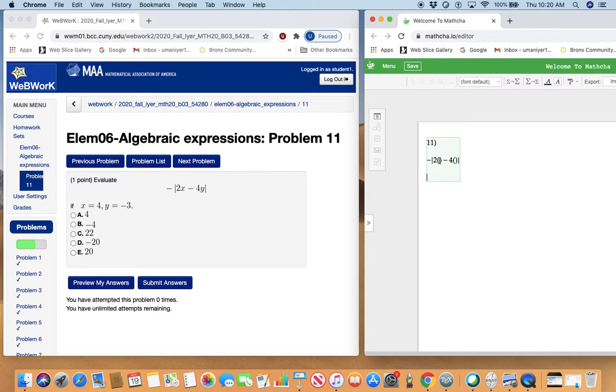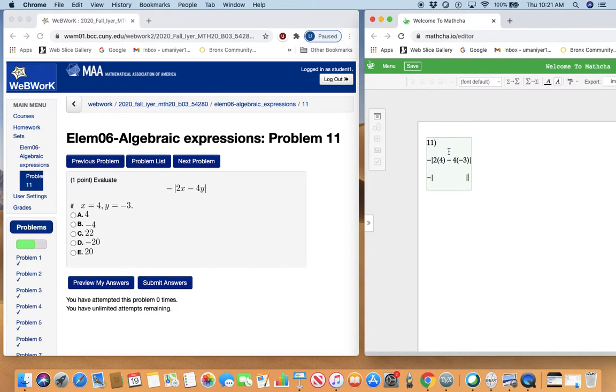Now fill in the blanks with the variable values. X is 4, so 4 goes inside, and y is negative 3, so negative 3 goes inside. Notice the outside negative continues. You have absolute value, and absolute value is a grouping mechanism, so it's like parentheses. You need to simplify inside first.